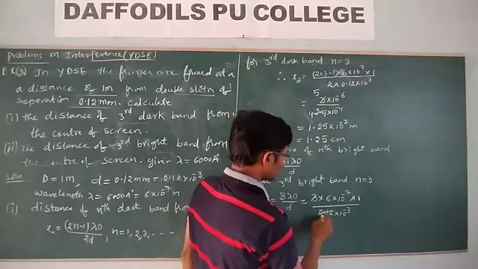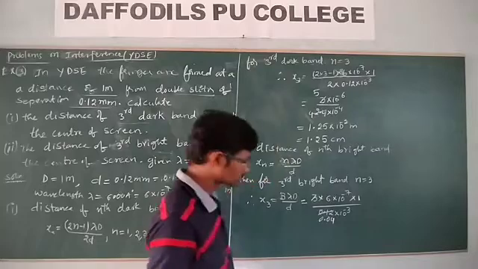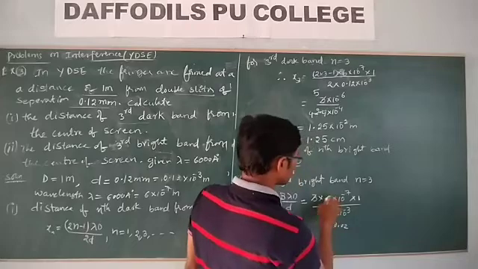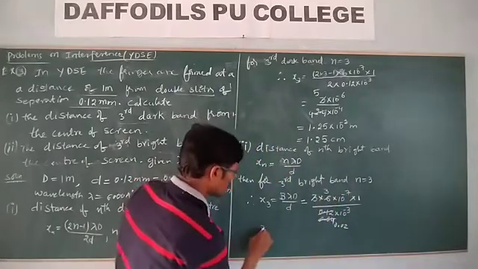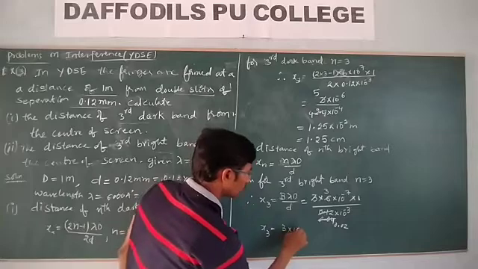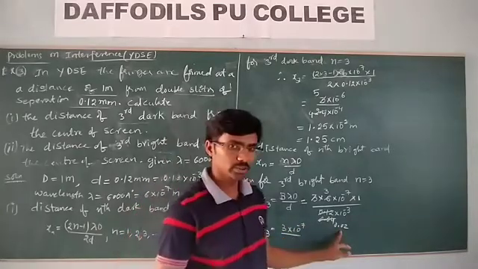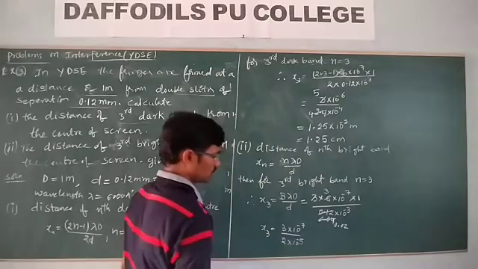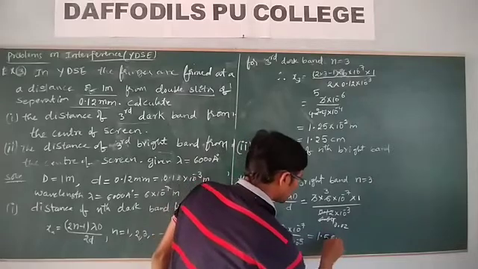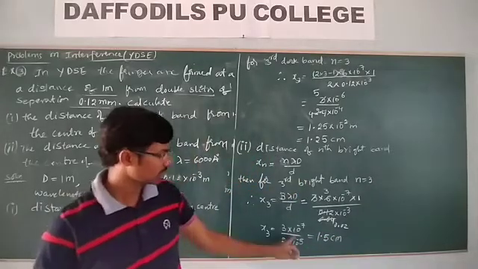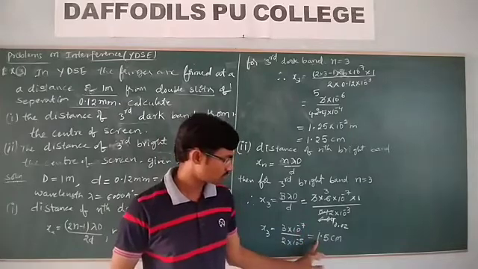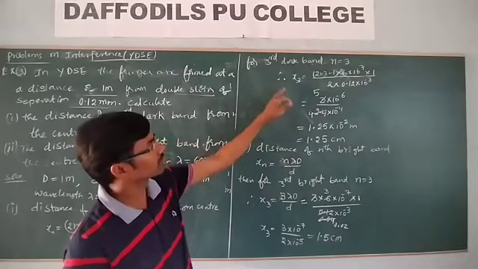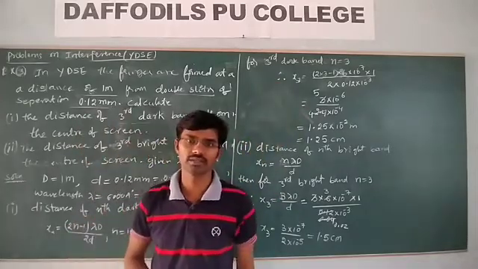That is equal to 3 into 10 power minus 7 by 2 into 10 power minus 4, which is equal to 1.5 centimeter. So 1.5 centimeter is the distance of the third bright band, whereas for the dark band it is 1.25 centimeter.